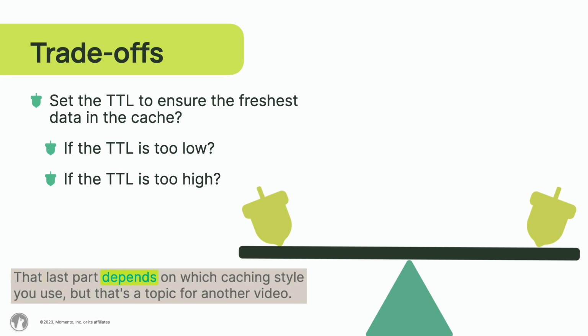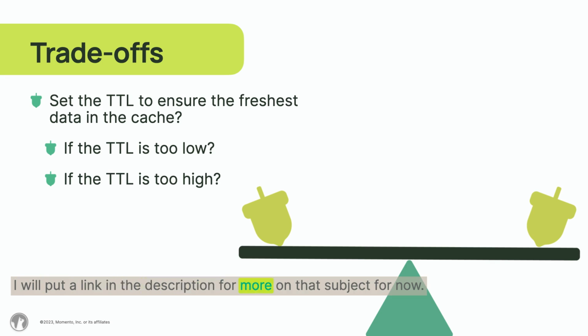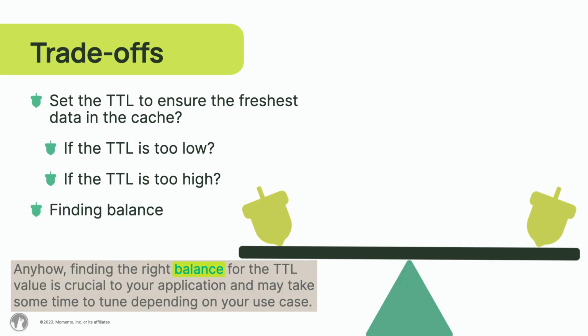That last part depends on which caching style you use, but that's a topic for another video. I will put a link in the description for more on that subject for now. Anyhow, finding the right balance for the TTL value is crucial to your application and may take some time to tune, depending on your use case.